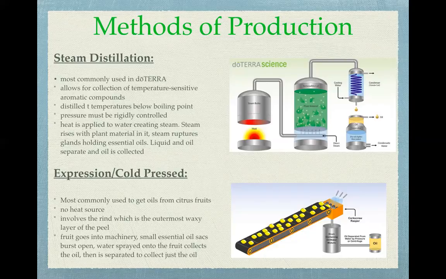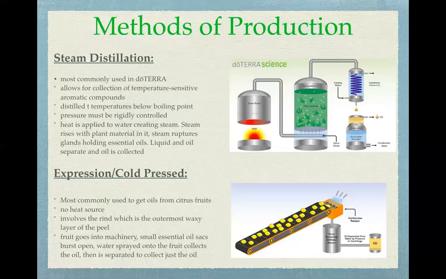So the heat is applied in this situation, which creates steam. So when heat is applied to the water, it creates the steam. The steam then rises with the plant material in it, and then the steam ruptures the glands that hold the essential oils. At this point, the liquid and the oil separate, as we know that oil and water don't mix, so they actually create a separation. And then we pull the oil from the top, and that's what's collected to actually use. That is the essential oil that we will then go forward and test and bottle.